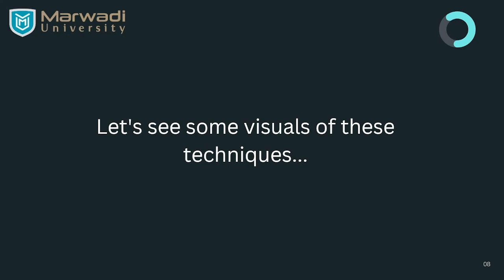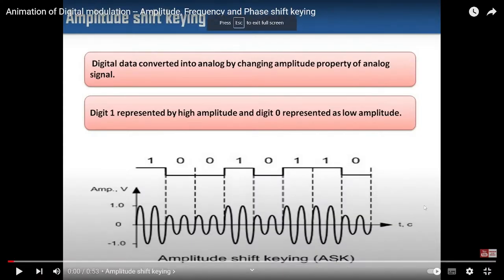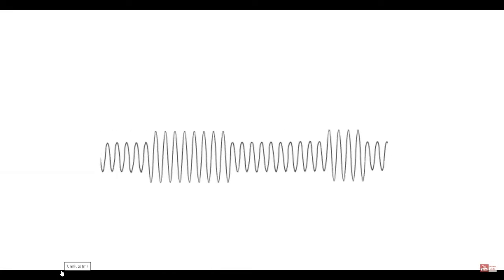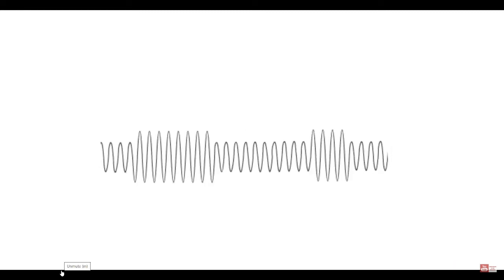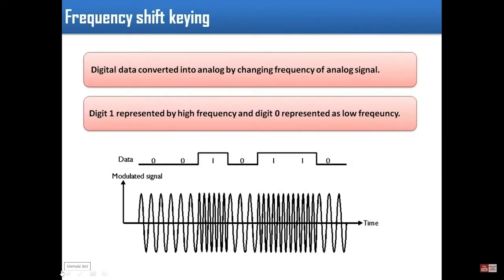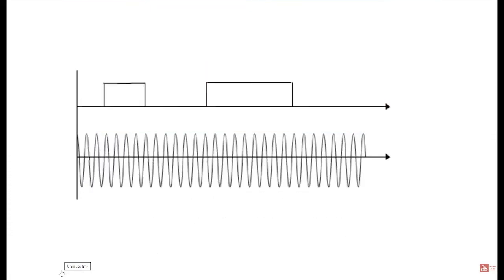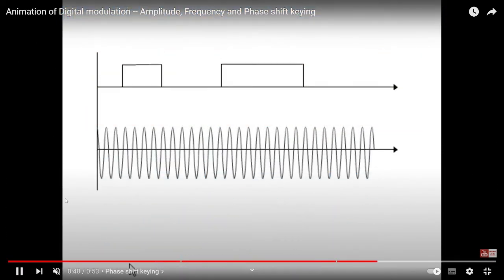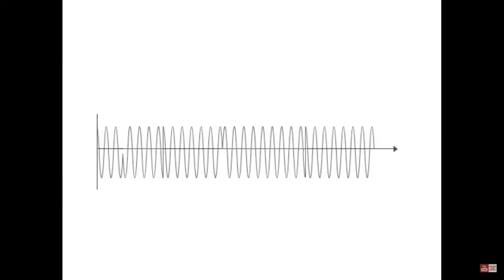So let us see some visuals about these techniques. This is amplitude shift keying, where the signal is high, there is transmission of data. This is about frequency shift keying. And this is about PSK, where the data is changing, the signal is also changing its phase from 0 to 180 or 180 degrees to 0.